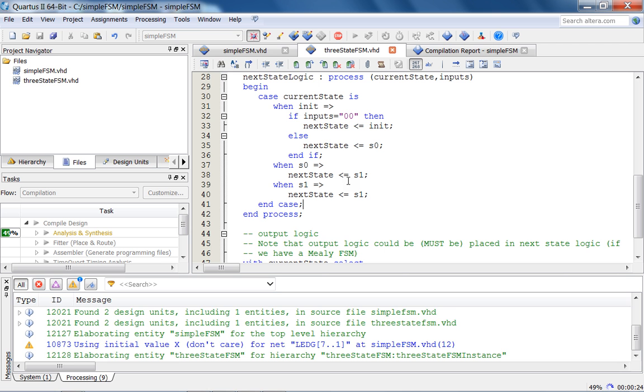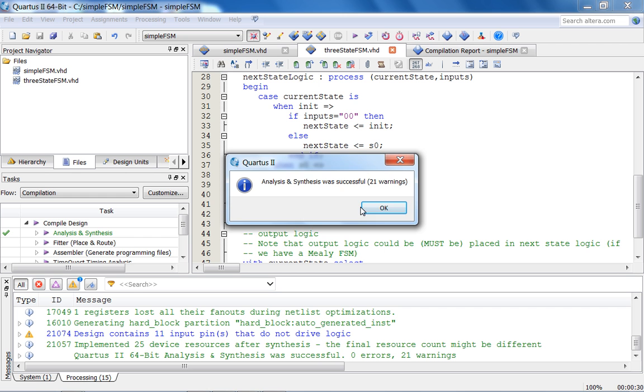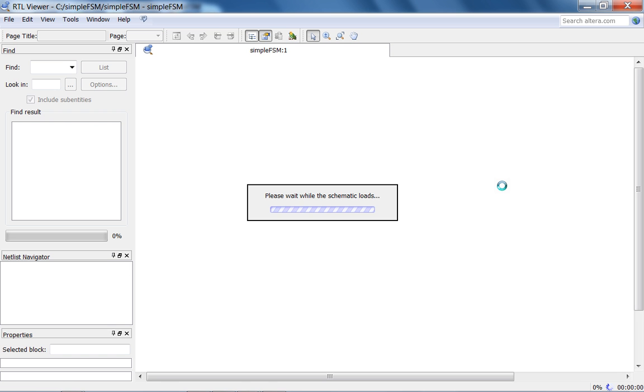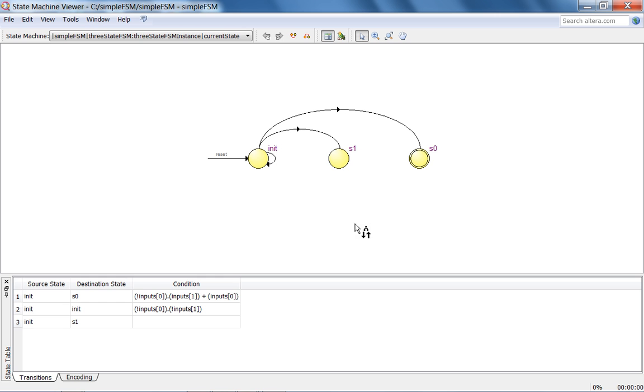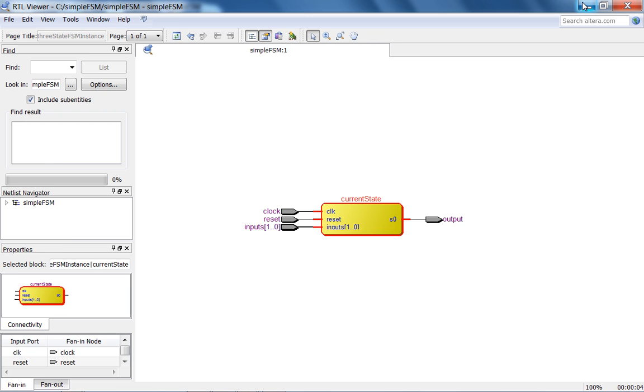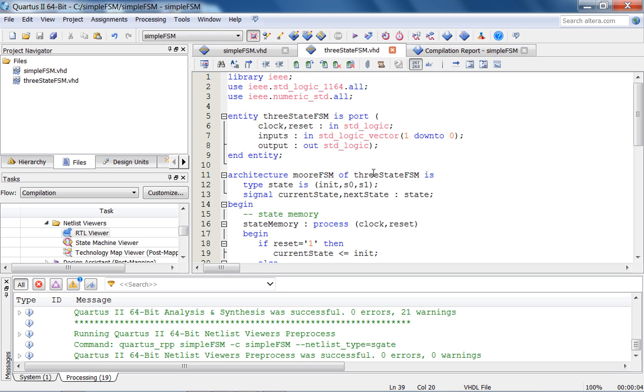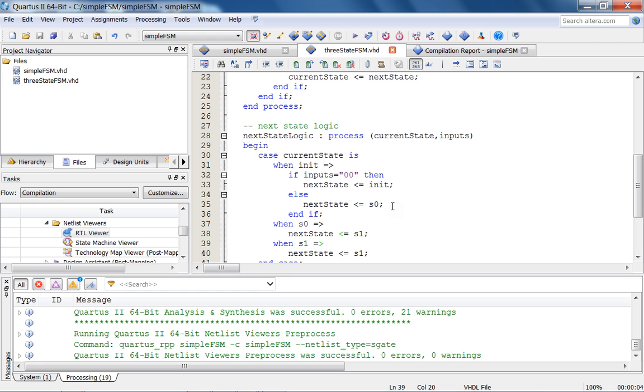So let me be even more specific. I'm thinking that because I specified others, it's getting confused. Let's see if that's the case. No, from init, I stay in it if it is 0, 0. I go to S0. Let's see, next state. If inputs is 0, 0, I stay in it. Else I go to S0.